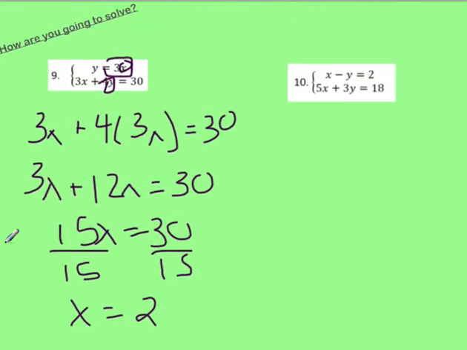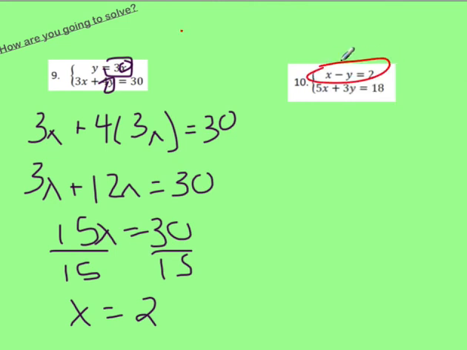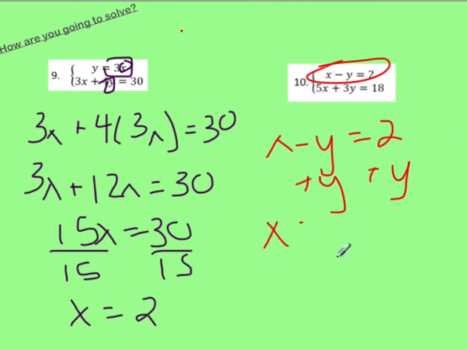Now, number 10, you could actually use substitution to solve. So you could use elimination, but I'm going to show you how you can use substitution if you like substitution. So what I'm going to do is solve this equation for x, because it's pretty easy to solve it for x. All I have to do is add y to both sides, and then I get that x is equal to y plus 2.